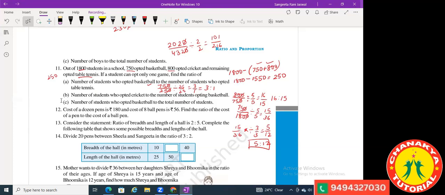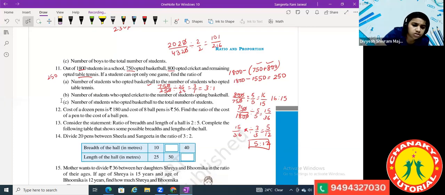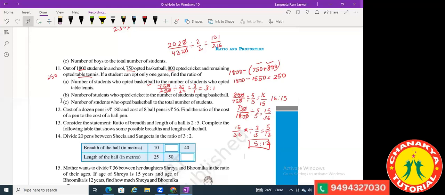Exercise 12.1. Ma'am, with statements or without statements? With statements. That gives you practice. When you write your subjective exam, it gives you good practice. Ma'am, this whole exercise? First do 11 questions. We have done 11 questions, no? 1 to 11? Yes, ma'am. So do those questions first, as homework today.